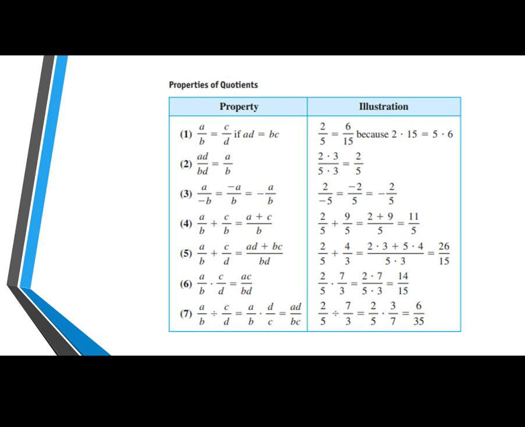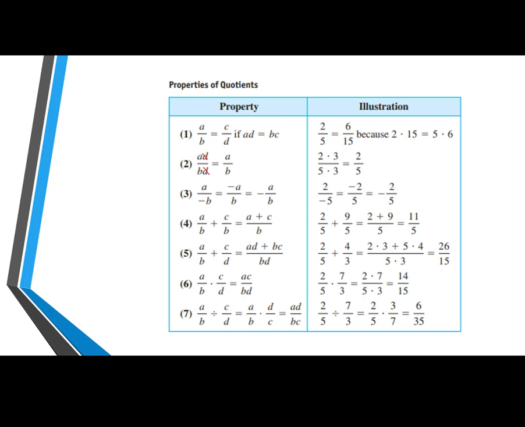Okay, so as an illustration, 2 over 5 is equal to 6 over 15, because 2 times 15 is equal to 30, and 5 times 6 is equal to 30. Then the next property: ad over bd is equal to a over b. Same variable, so it cancels. This d over d is equal to 1, so it is equal to a over b. An illustration: 2 times 3 over 5 times 3 is equal to 2 over 5.